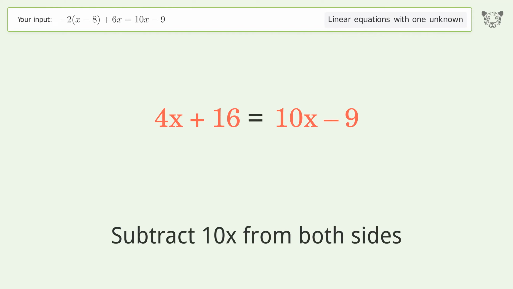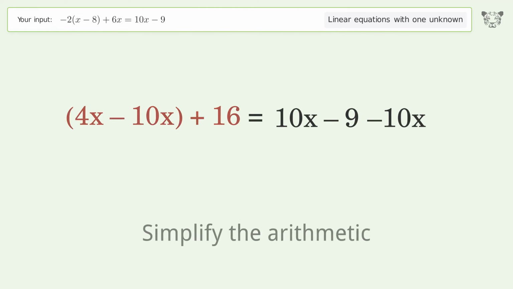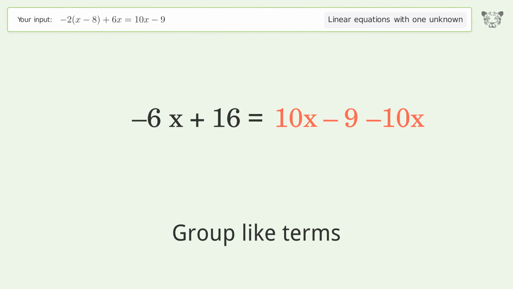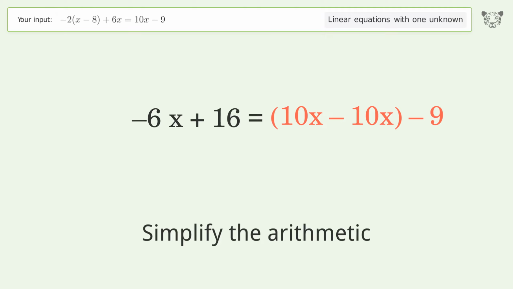Subtract 10x from both sides. Group like terms. Simplify the arithmetic. Group like terms. Simplify the arithmetic.